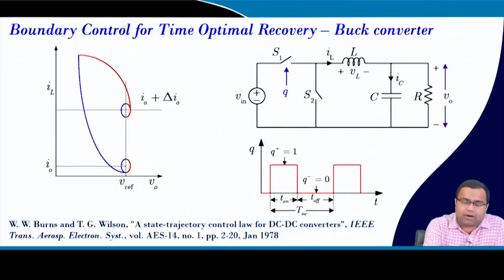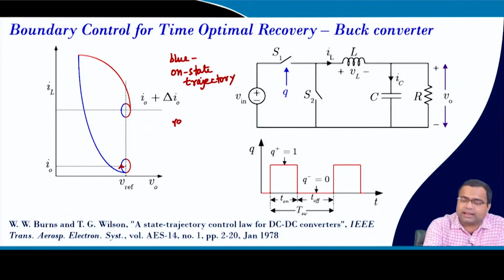If we take, let us say, a buck converter, we will soon see how we can visualize this phase plane behavior as time domain behavior. Here the blue line indicates the on state trajectory, and the red one indicates the off state trajectory.